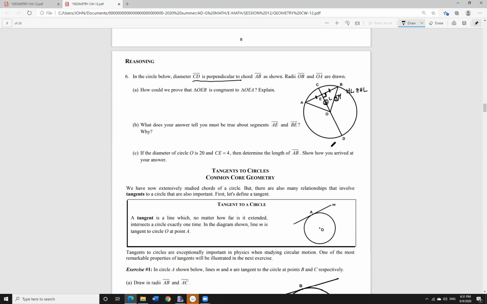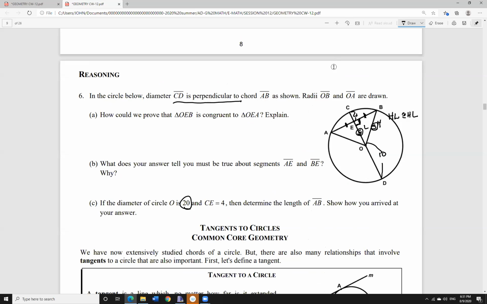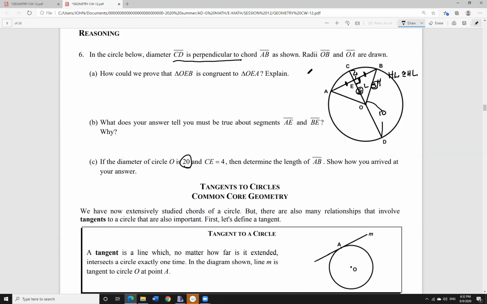Now over here, diameter is 20. CE is 4. Diameter 20, or radius is 10. That's the middle, right? Radius 10. Okay. So what is the length of AB? Can you find the length of AB over here? I'm going to make it big. Can you find the length of AB, from here to here? The chord? Yes. Radius 10.